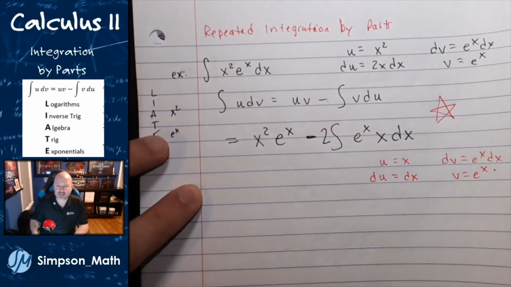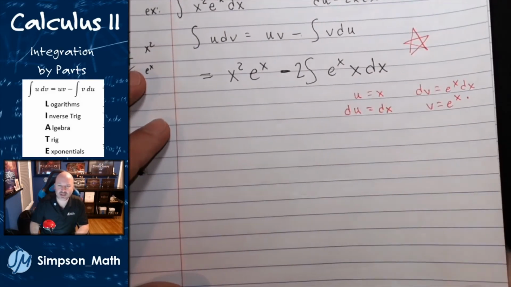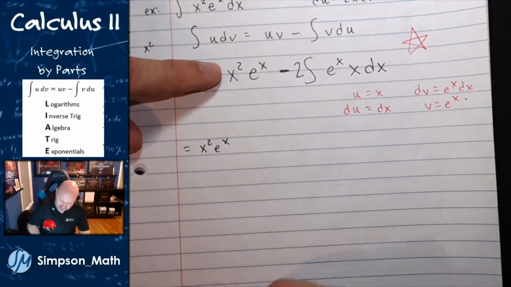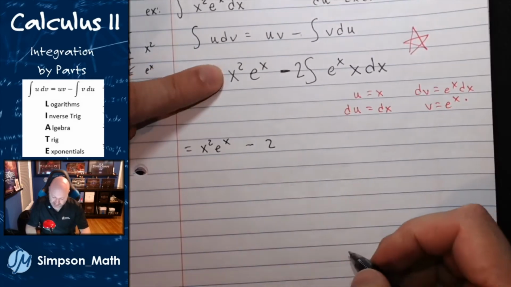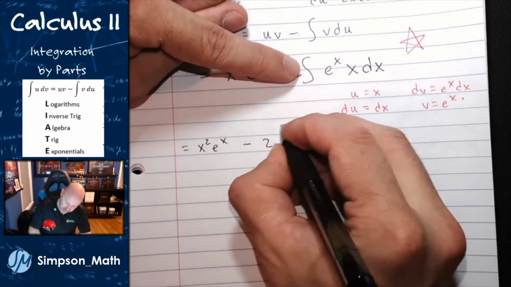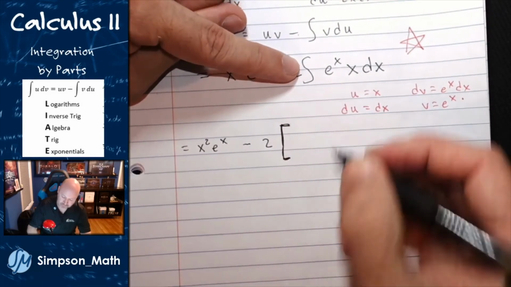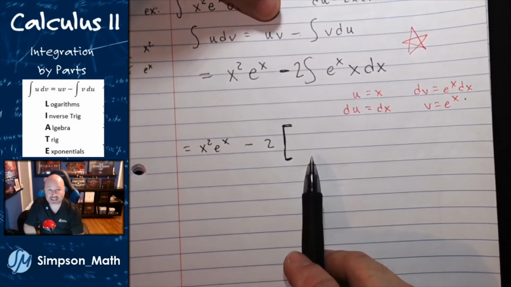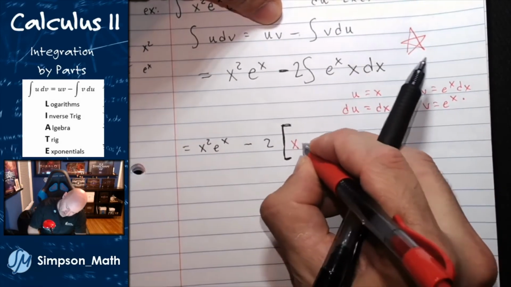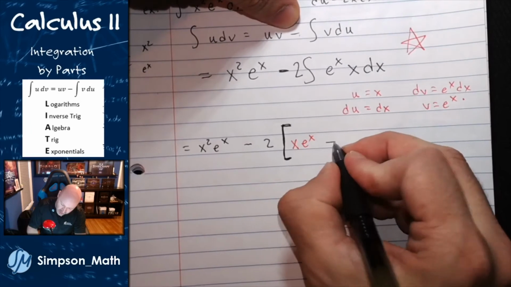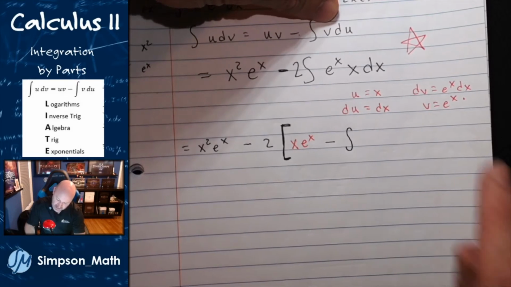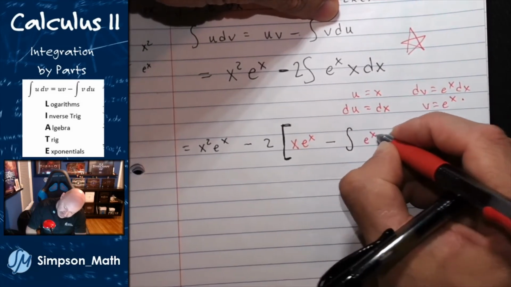All right, let's see if I can write this down. I'm using the parts formula again. All right, here we go. X squared e to the x is still out there. -2 is still out there. This integration is becoming another parts formula. I think I'll put it in a big parentheses. And the parts formula is, I take u times v, which is x times e to the x. I subtract another integral, will this ever end, v du. So this is e to the x dx.